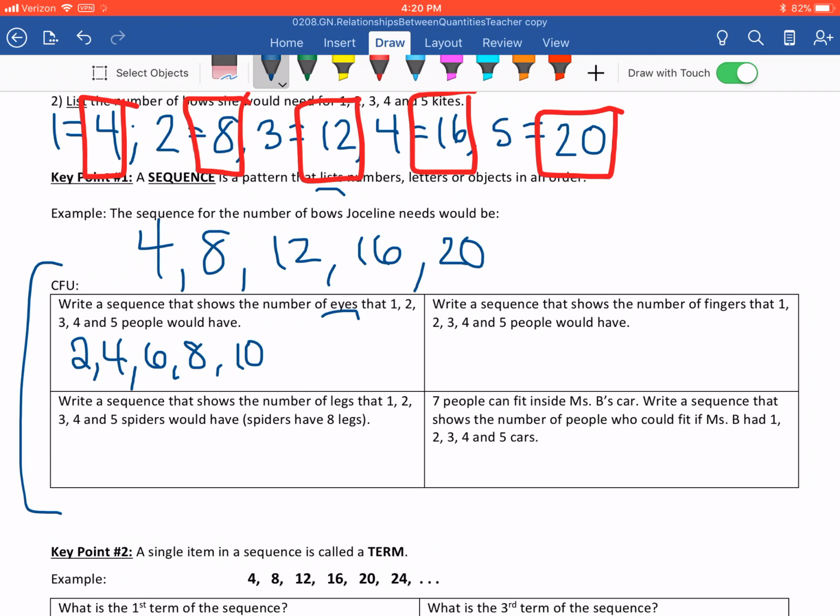For the next one, write a sequence that shows the number of fingers that 1, 2, 3, 4, 5 people would have. Again, assuming all of these people have 10 fingers, they would go 10, 20, 30, 40, and 50.